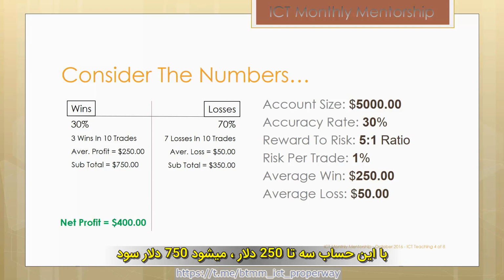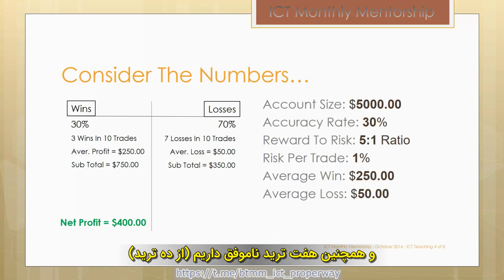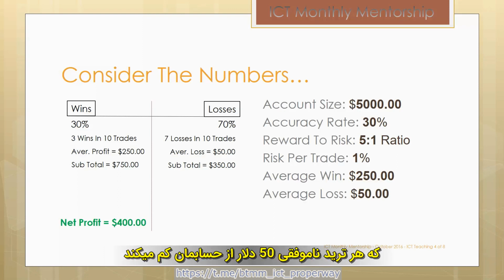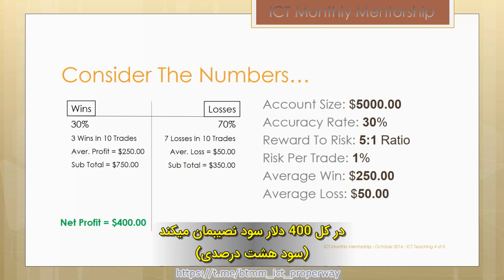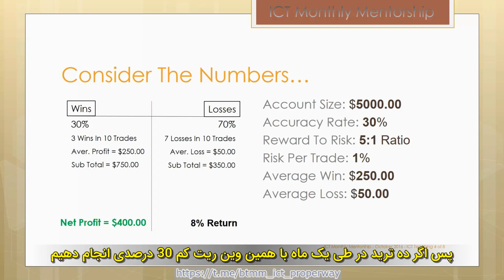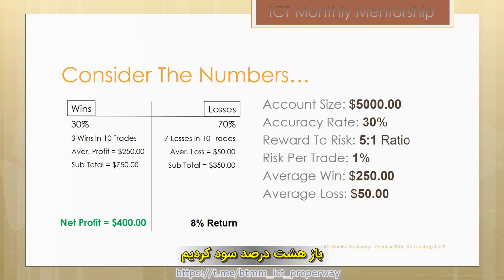Suddenly, our 3 winning trades out of the 10 sample set, the average profit becomes $250, or 3 wins at $250 average brings us a subtotal of $750. The 7 losses in the sample set of 10 trades, average loss is $50. That still leaves us at a subtotal of $350. $750 minus $350 gives us a net profit of $400, or an 8% return. Now again, if we're looking at 10 trades over the course of 1 calendar month, to see results like this with a very, very low accuracy rate of 30% still brings us an 8% return. That's a wonderful return for a monthly rate.